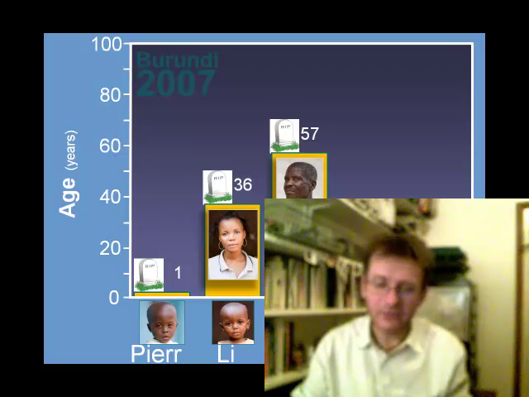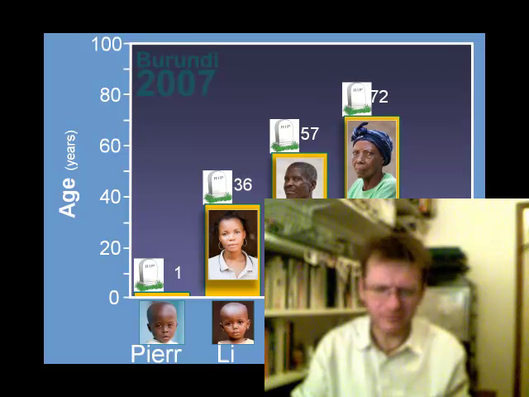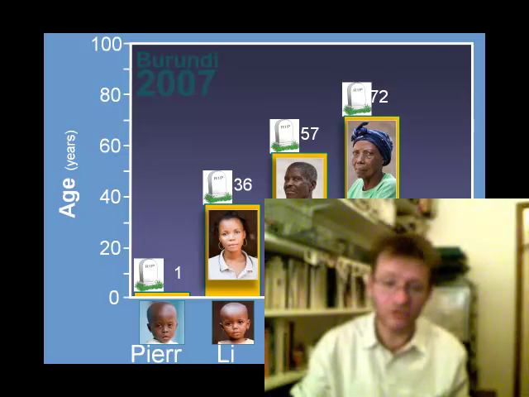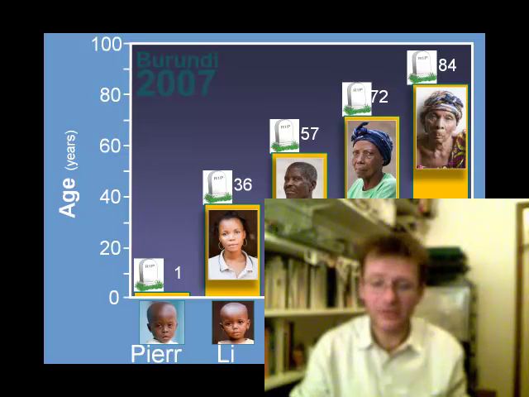Jaya lives to 57, still quite young, really, in the scheme of things. Anne has a better life in terms of its duration. She lives till 72, and Sarah lives till 84. Now, life expectancy at birth for a country is simply the average of all the ages that we can expect people to live, taken from figures such as this.